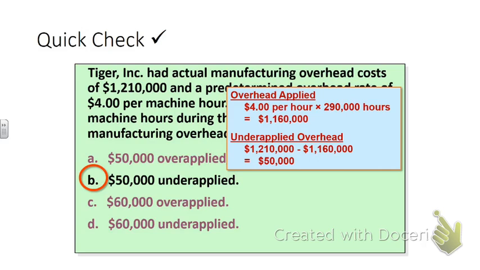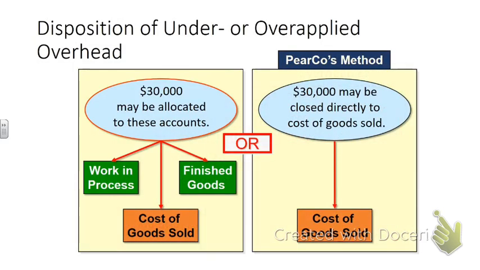So what we have here is another example, and once again, they had $1,200,000 in actual. The $4 an hour times the 290,000 hours is $1,060,000. So in this case, it's $50,000 underapplied. Now the question is what the heck do I do with this? Okay, and keep in mind, this goes back 2 items ago. I have a couple of different ways to do it.